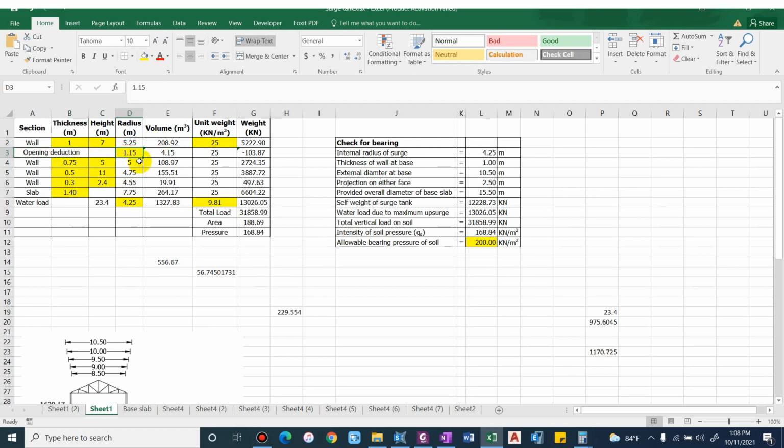Similarly there is an opening, as I said, and the opening here is circular and the radius of the opening is 1.15, and we can simply get the volume as pi r square into h. In this case, the height will be the thickness of wall. Multiply this with unit weight of concrete and we'll get 103.87. As we are going to subtract this, we'll put a minus sign.